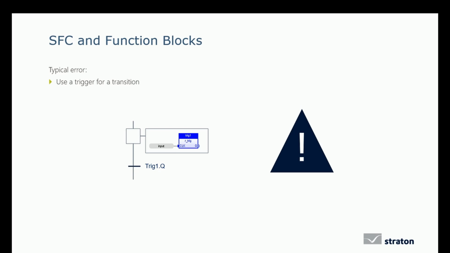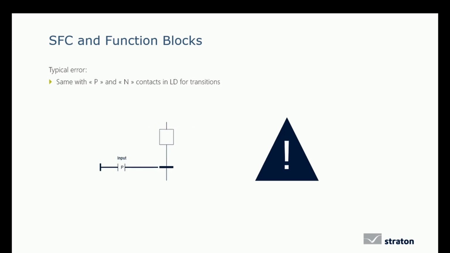Another typical error is to use a trigger function, as the rising edge happens only once and you may be blocked in the step waiting for the rising edge to activate the transition. This is the same for the transition, with the use of P and N contacts in the transitions written in ladder, so avoid using them.